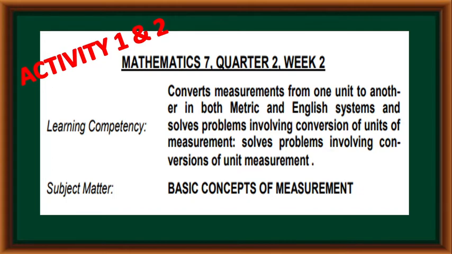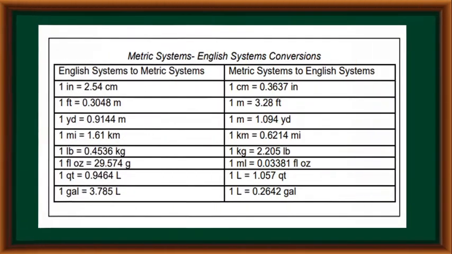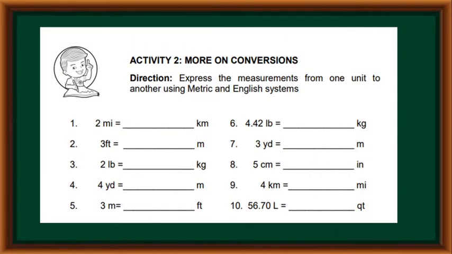Okay, and of course, we have the problem solvings involving conversions of unit measurement. So take note that still we have the metric system versus the English systems conversion. In the first column, we have the English to metric, and in the second column, we have metric to English. So it is the combination between the English and the metric system. Okay, so this is activity number 2, more on conversions.